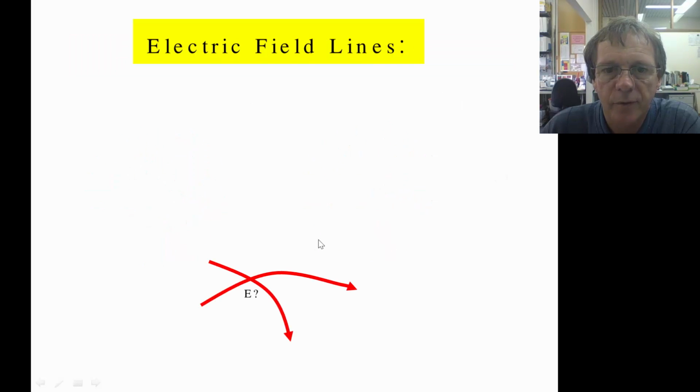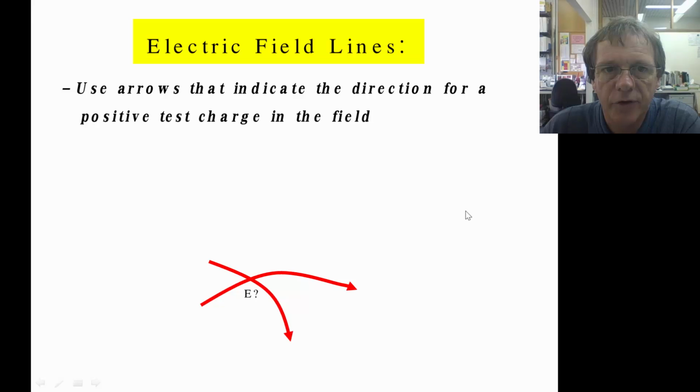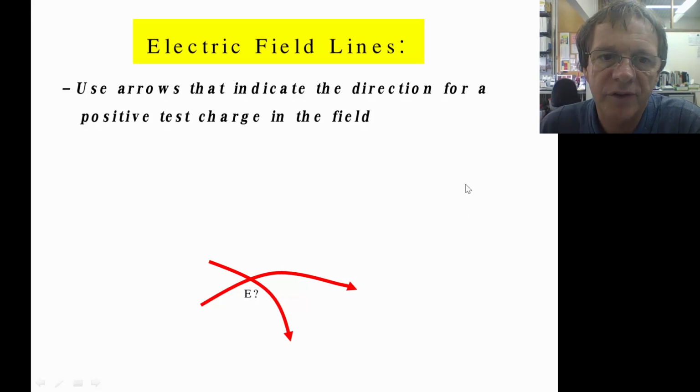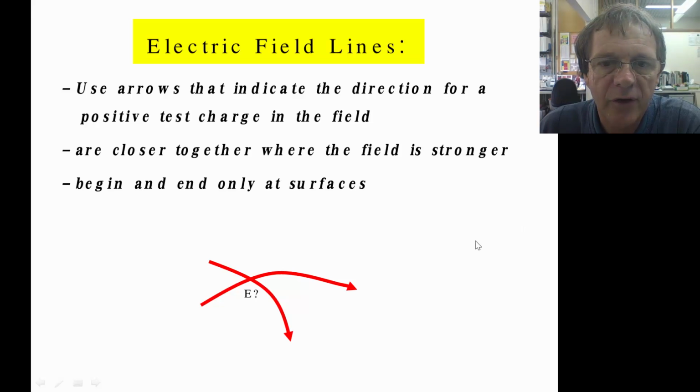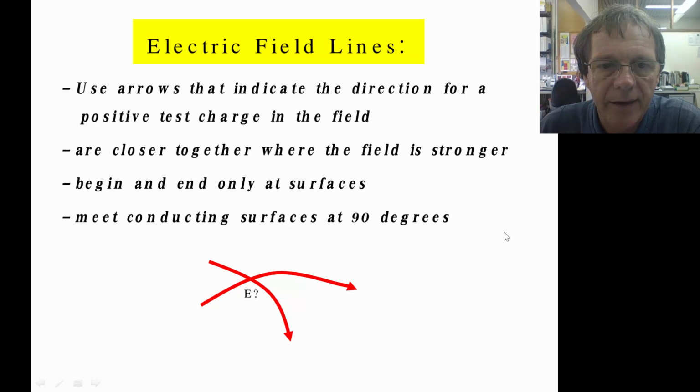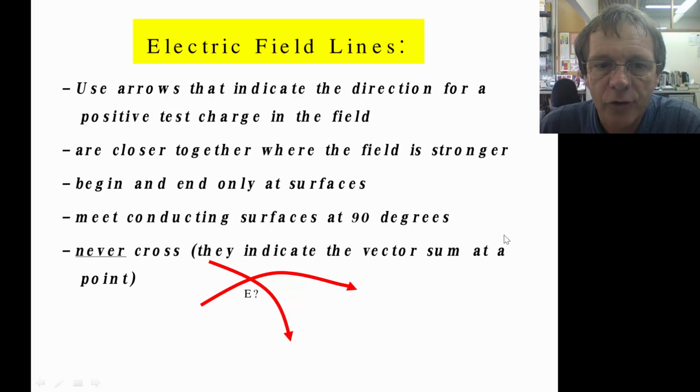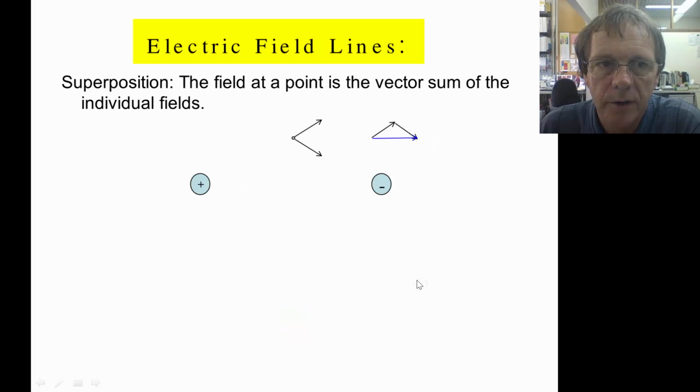So, some rules about field lines. Just be aware that the arrows indicate the direction for a positive test charge on the field, and it's a tangent at that point that tells you the direction of the field, by the way. The closer together the field lines are, the stronger the field is, the same as gravity. They only begin and end at the surfaces for conductors and so on, and they must meet the conducting surface at 90 degrees, not at any other angle. And they never cross over. The reason they don't cross over is because this is the vector sum of two fields. It can't be going in two directions at once. It's the total. It's going to have one direction as a total.